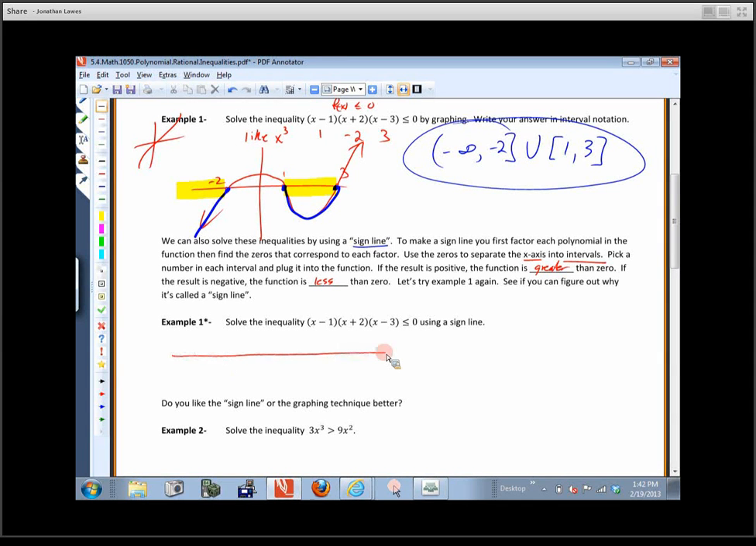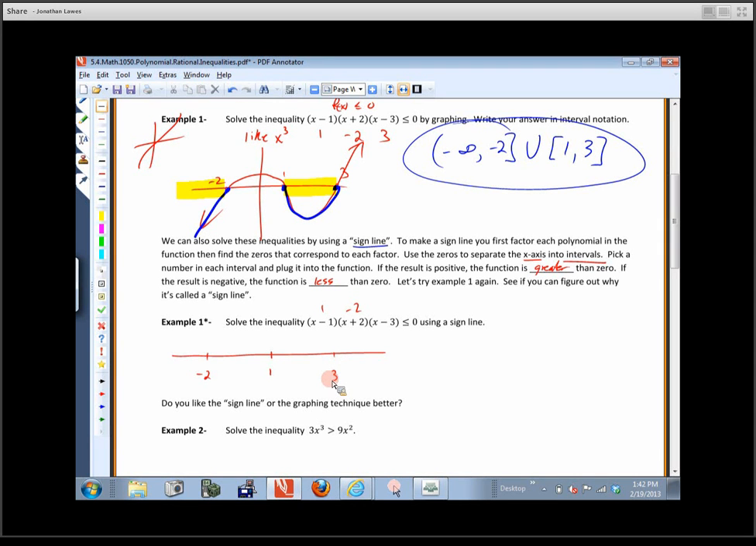So here's the x-axis. Notice if you look at it, it doesn't really have any f of x's or any y's or anything like that. So all we're doing is we're saying, look, right here the 0 is 1. So let's put 1 on the x-axis, or on this number line. The 0 here is -2, so here's -2. And the 0 here is +3, so here's +3.